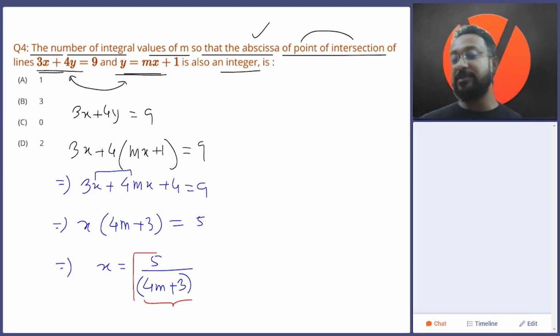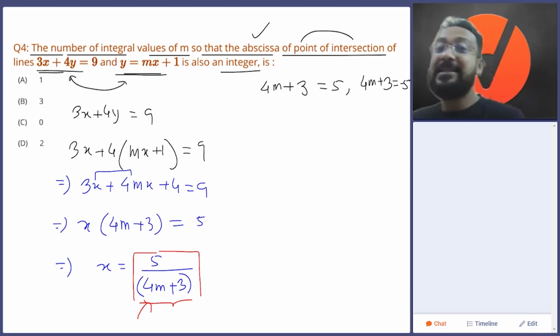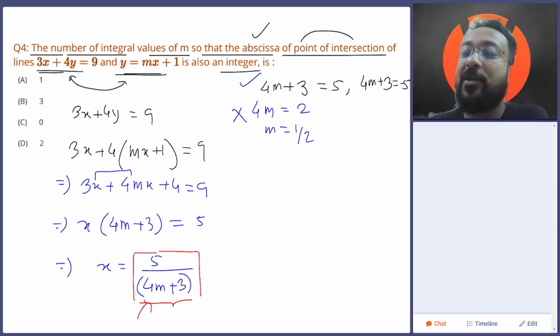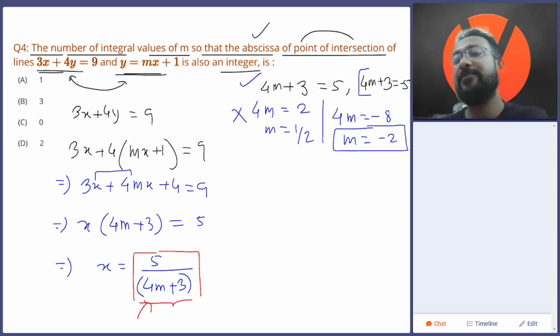We should think like this. What are the possible values? For this to be an integer, if the denominator becomes more than 5, then it will always be a proper fraction. It means it cannot be more than 5. Is it possible for this to be equal to 5? Yes. If it is equal to 5 or minus 5, then we will get an integer value of x. But let's see whether we get an integer value of m. For 5, 4m is coming out to be 2, hence m is half, so we are not getting an integral value of m from the first part. For the second part, 4m is equal to minus 8 and m is minus 2. So we get an integral value of m for this case.